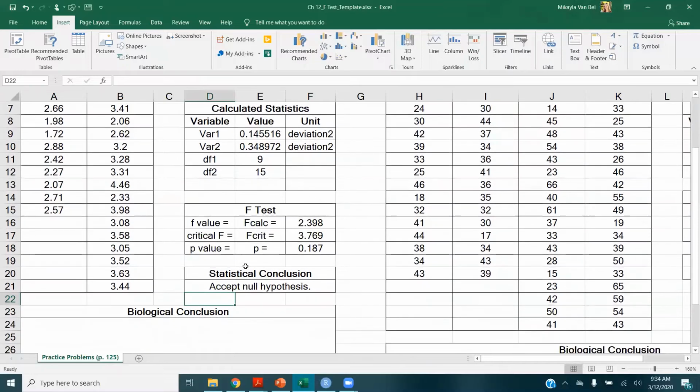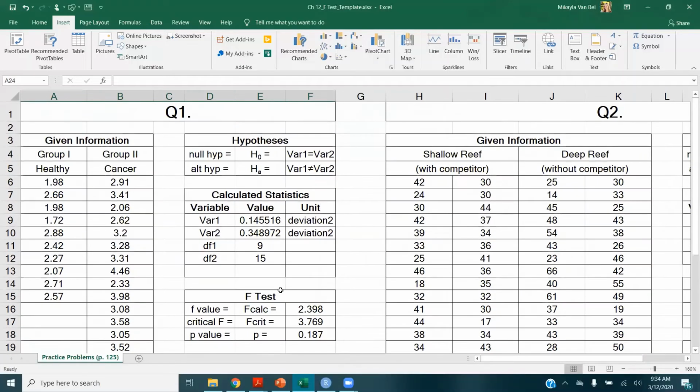This question was a standalone F-test, so it does require a biological conclusion. Again, in this lab, we will only be using the F-test as a pre-test, but to get us used to talking about biological conclusions, we'll go ahead and do that here. So since we accepted the null, let's look at the null again. The null says the two variances are equal.